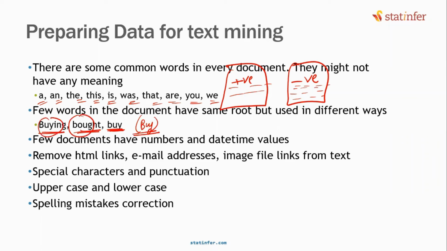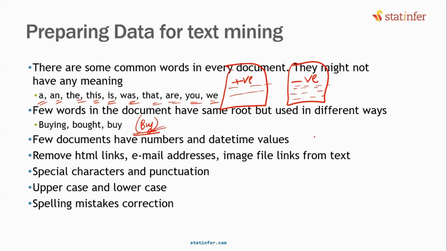Somehow we need to convey this message to the machine learning model: treat all of them the same way, though they have very huge differences in their spelling. Buy versus bought, completely different spelling. Only one letter matches, but still you want to treat them as the same word. Somehow we need to tell this to the machine learning model.